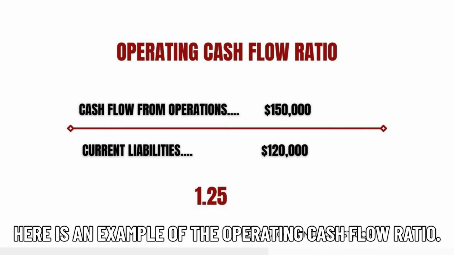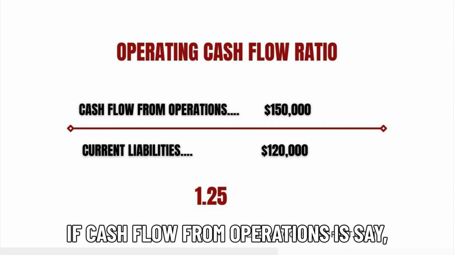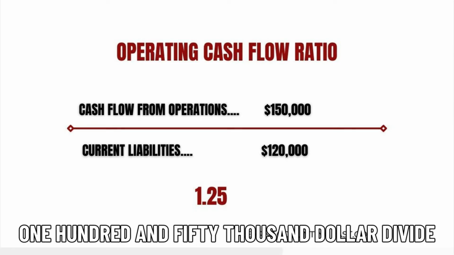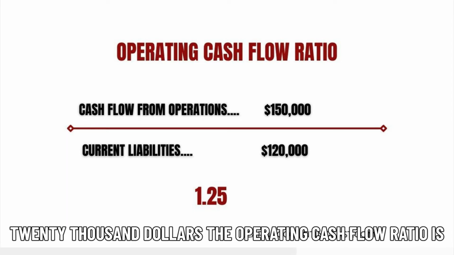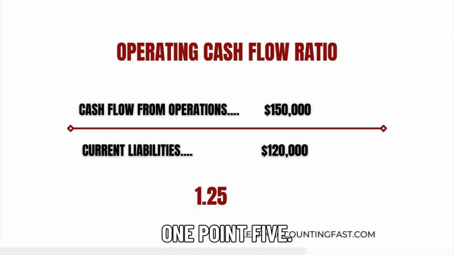Here is an example of the operating cash flow ratio. If cash flow from operations is, say, $150,000, divide this by the current liabilities of $120,000, the operating cash flow ratio is 1.25.